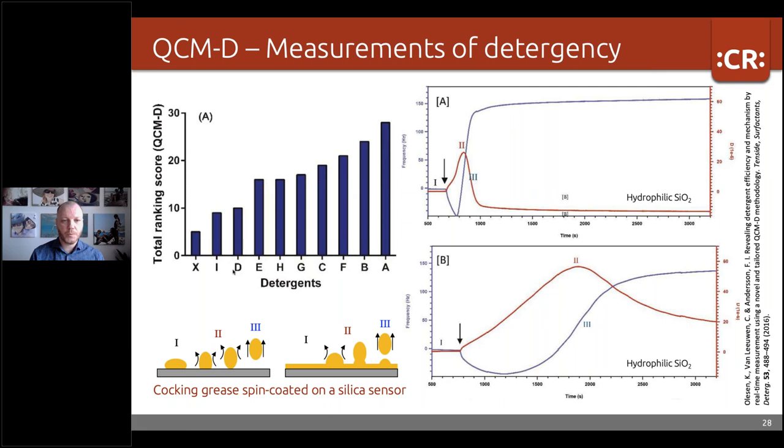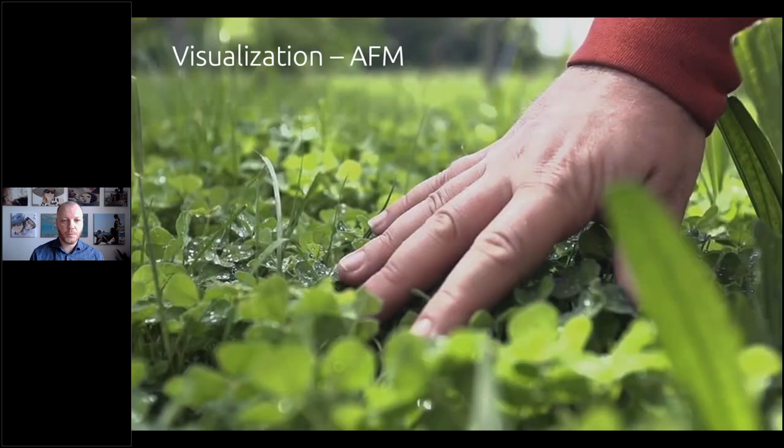So that's very useful for testing your detergents and sort of testing different surfactants or mixtures of surfactants to see where you have your optimal effect and sort of the mechanics for how it actually operates and works at the surface. Okay, then we will also talk briefly about AFM, so atomic force microscopy.